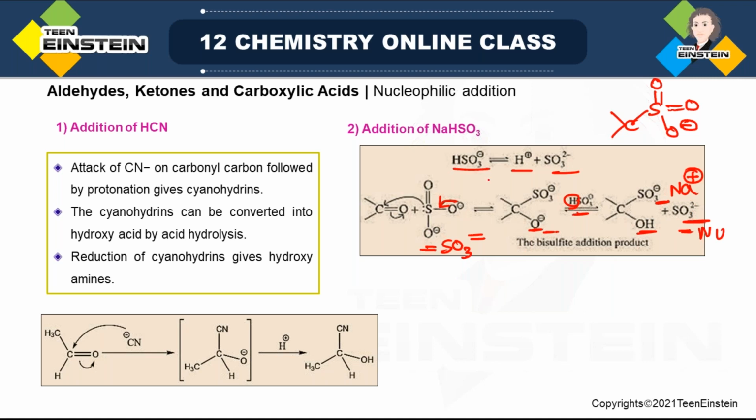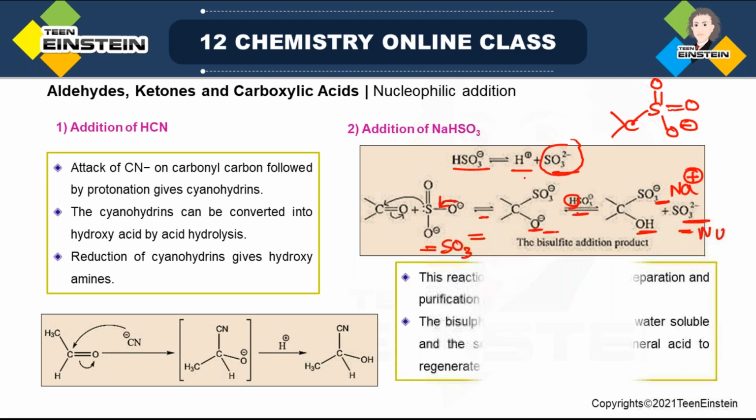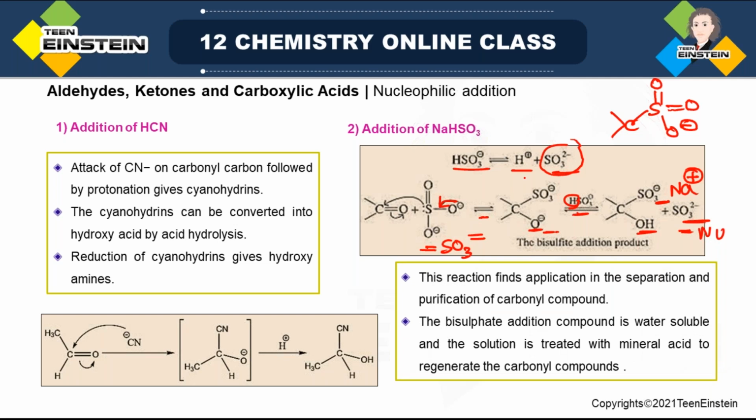Basically even HSO3 minus is not the actual nucleophile. Further ionization you can do. This is the actual nucleophile. Now in this reaction you can see there is an equilibrium sign. It has one specific application. So what is the application? This reaction finds application in the separation and purification of carbonyl compounds.